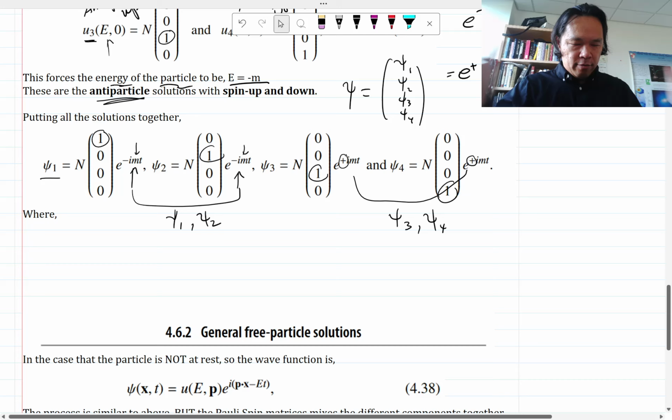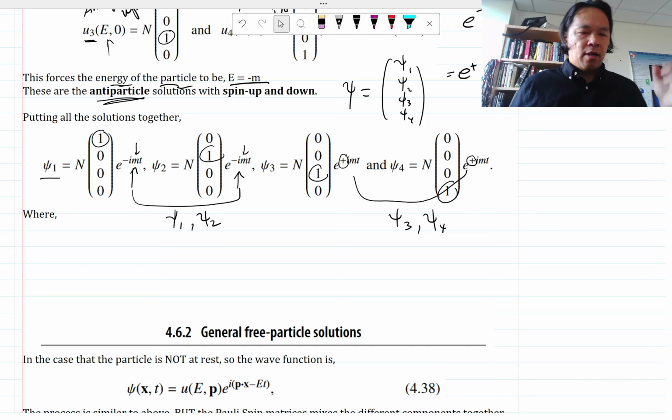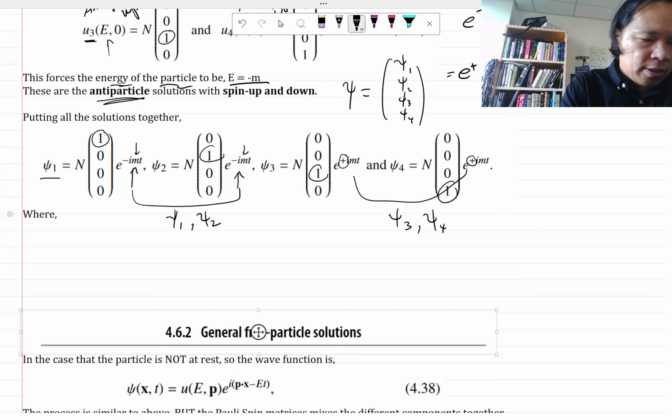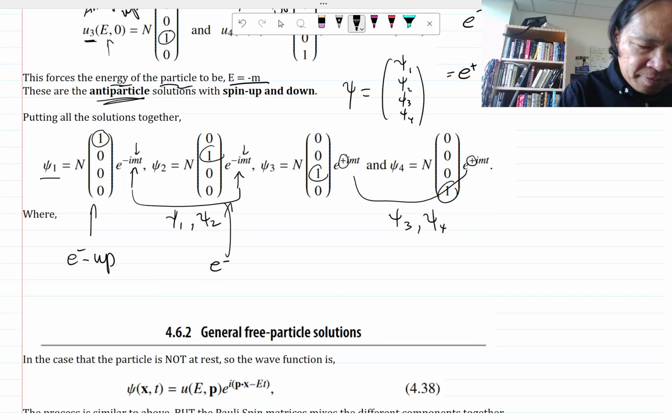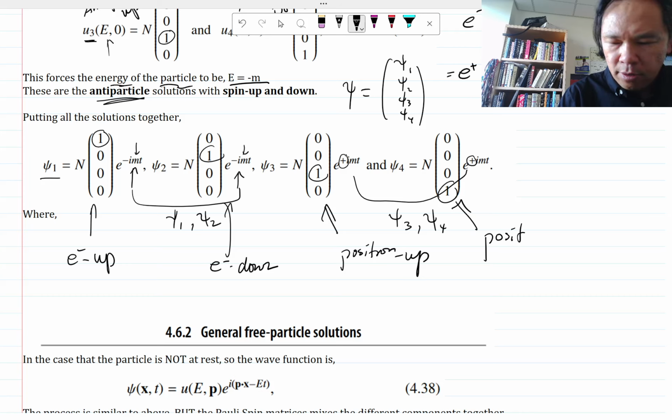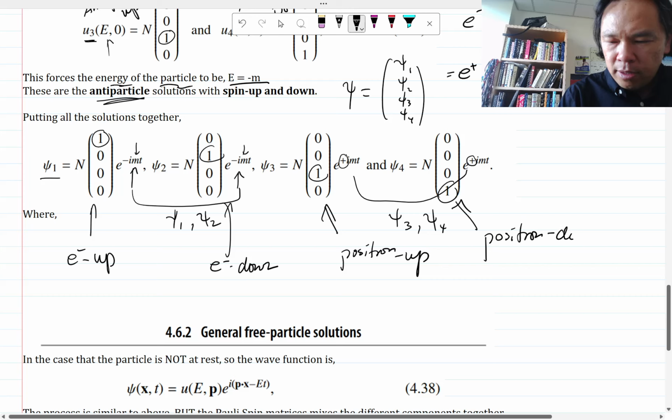So it looks really nice. So we can actually get this concept of particle and antiparticles. Okay, so this is the electron spin up, right? This is the electron spin down, right? This is a positron that has a spin up. This is a positron, or the antiparticle of an electron, spin down. Okay.